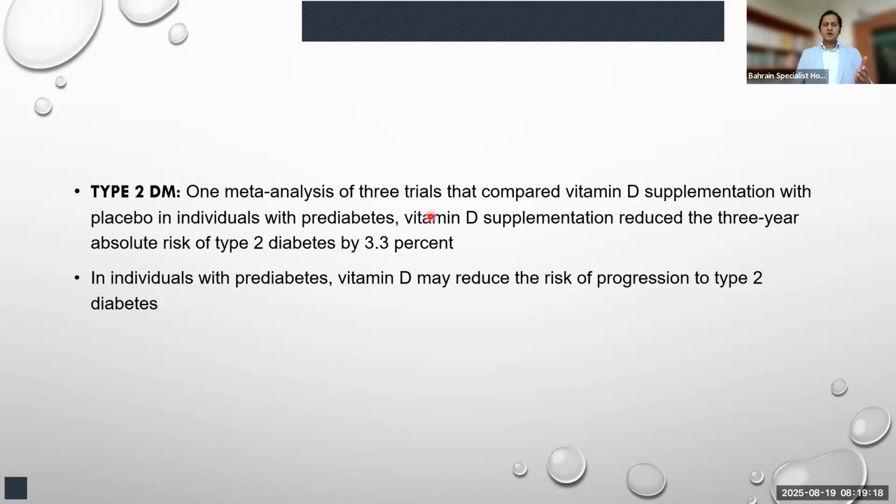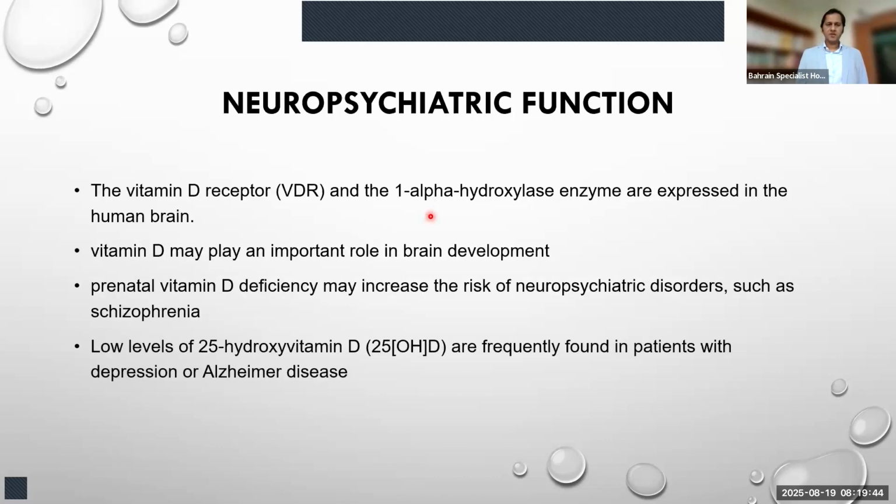So they are mostly deficient in vitamin D, and we have seen that obesity also leads to metabolic syndrome and diabetes, type 2 diabetes mellitus. So multiple studies have been carried out, and it was seen that in individuals with pre-diabetes, vitamin D may reduce the risk of progression to type 2 diabetes when the vitamin D levels were maintained in those persons.